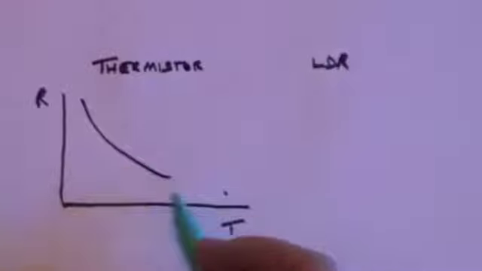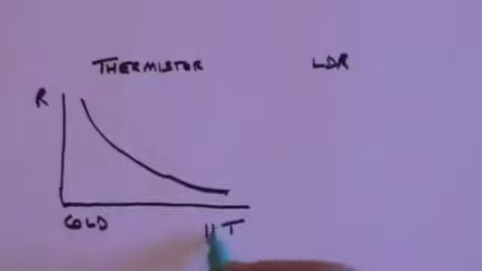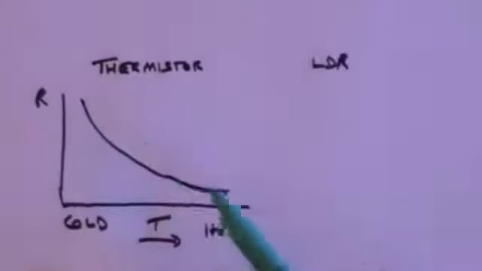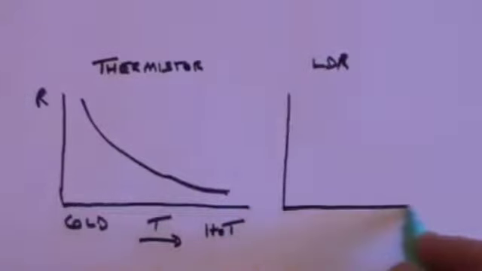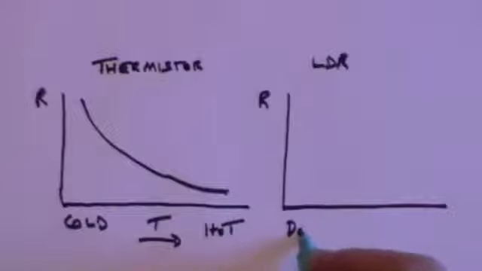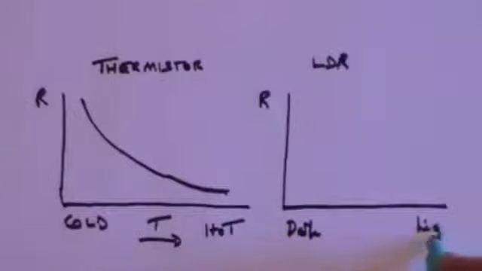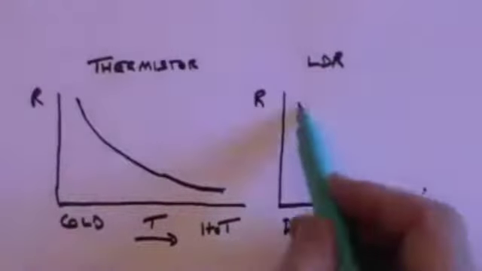It's not a straight line, it curves. But essentially this is cold and this is hot. So this is a measure of increasing temperature. It's high resistance when it's cold, low resistance when it's hot. The light-dependent resistor is a similar sort of thing. The resistance is here, but this time it's light. So it's dark at this end, it's light at that end, it's increasing light along the bottom. It's a high resistance when it's dark, and a low resistance when it's light.